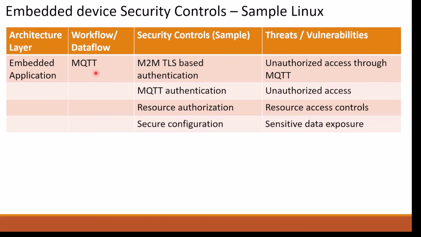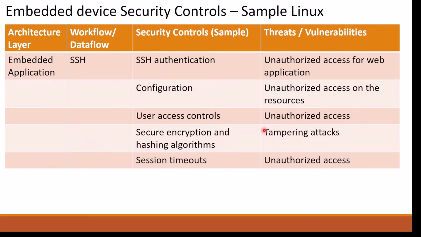Okay, embedded application for MQTT. Mostly the MQTT service we are connecting with the IoT core or IoT server, with the cloud components, right? So at that time, machine to machine TLS based certificate authentication, on top of that the MQTT application layer authentication, resource authorization, and secure configurations. So these aspects we need to consider as security controls to prevent unauthorized access over the MQTT.